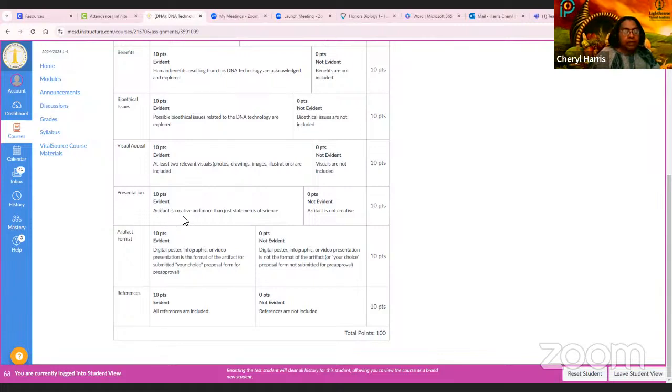Evident artifacts, presentation, again, just be creative. This one on digital poster. You can do a video if you have that capability. You can do, and actually, you can do a slideshow. It just shouldn't be a long slideshow presentation. If you're more comfortable doing a slideshow presentation, that's fine.